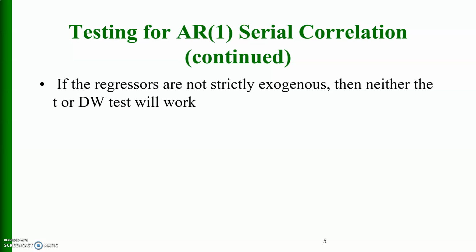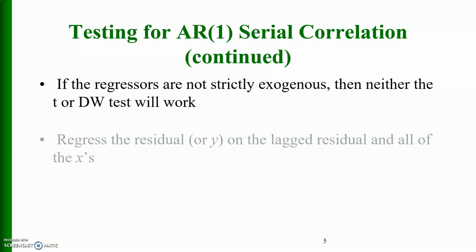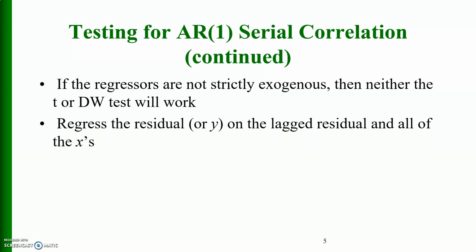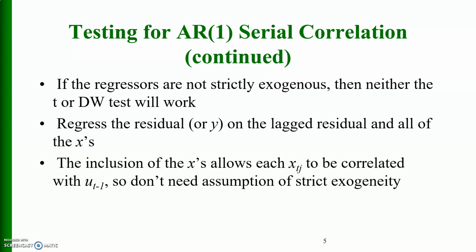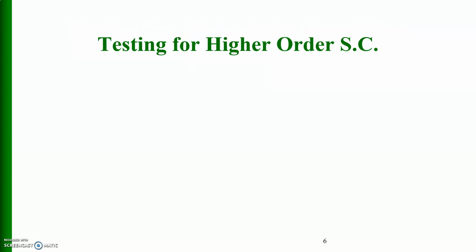If the regressors are not strictly exogenous, then neither the t nor the DW test will work. In this case, we regress the residual on the lagged residual and all of the x explanatory variables. The inclusion of the x variables allows each xtj to be correlated with ut minus 1, so we don't need the assumption of strict exogeneity.